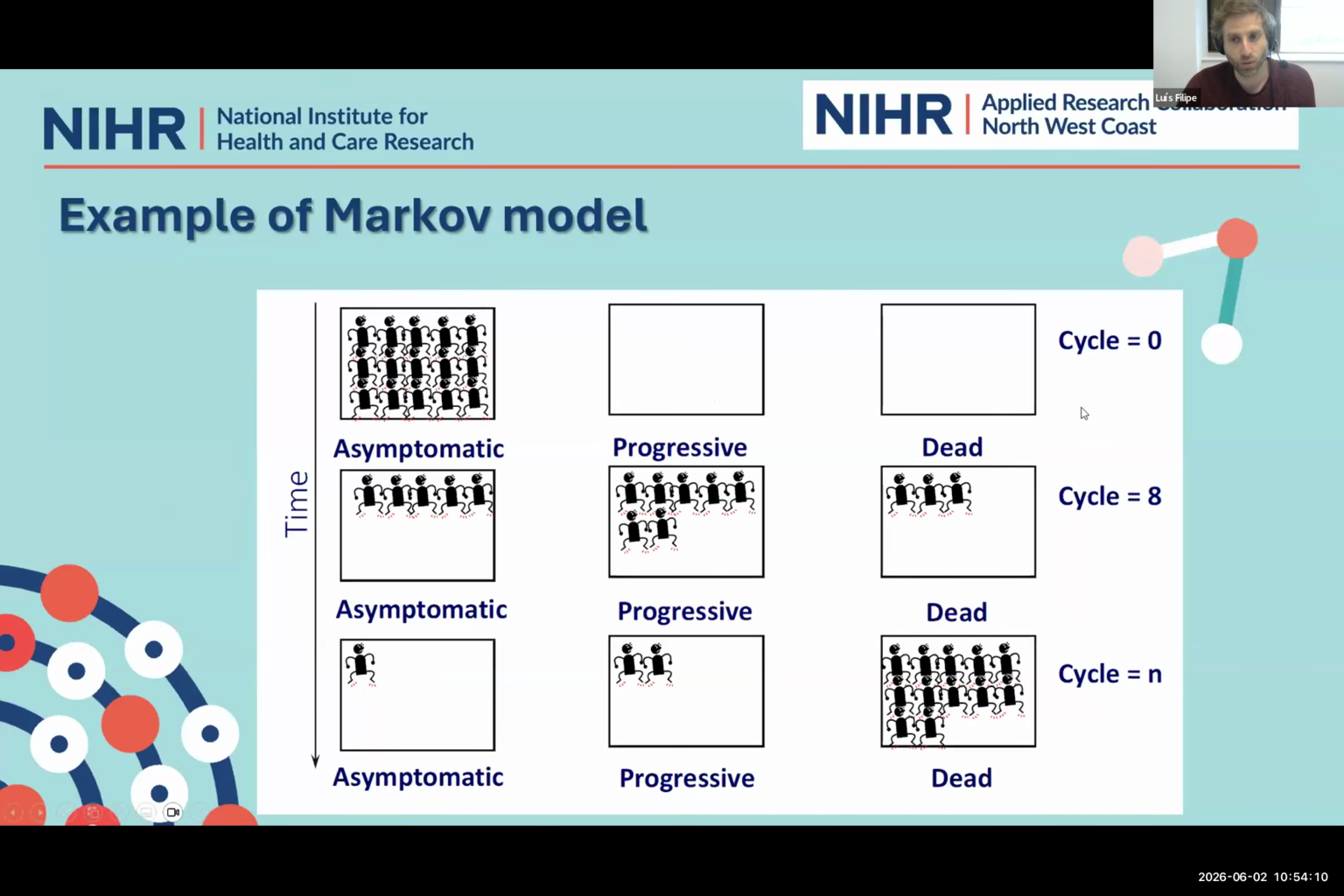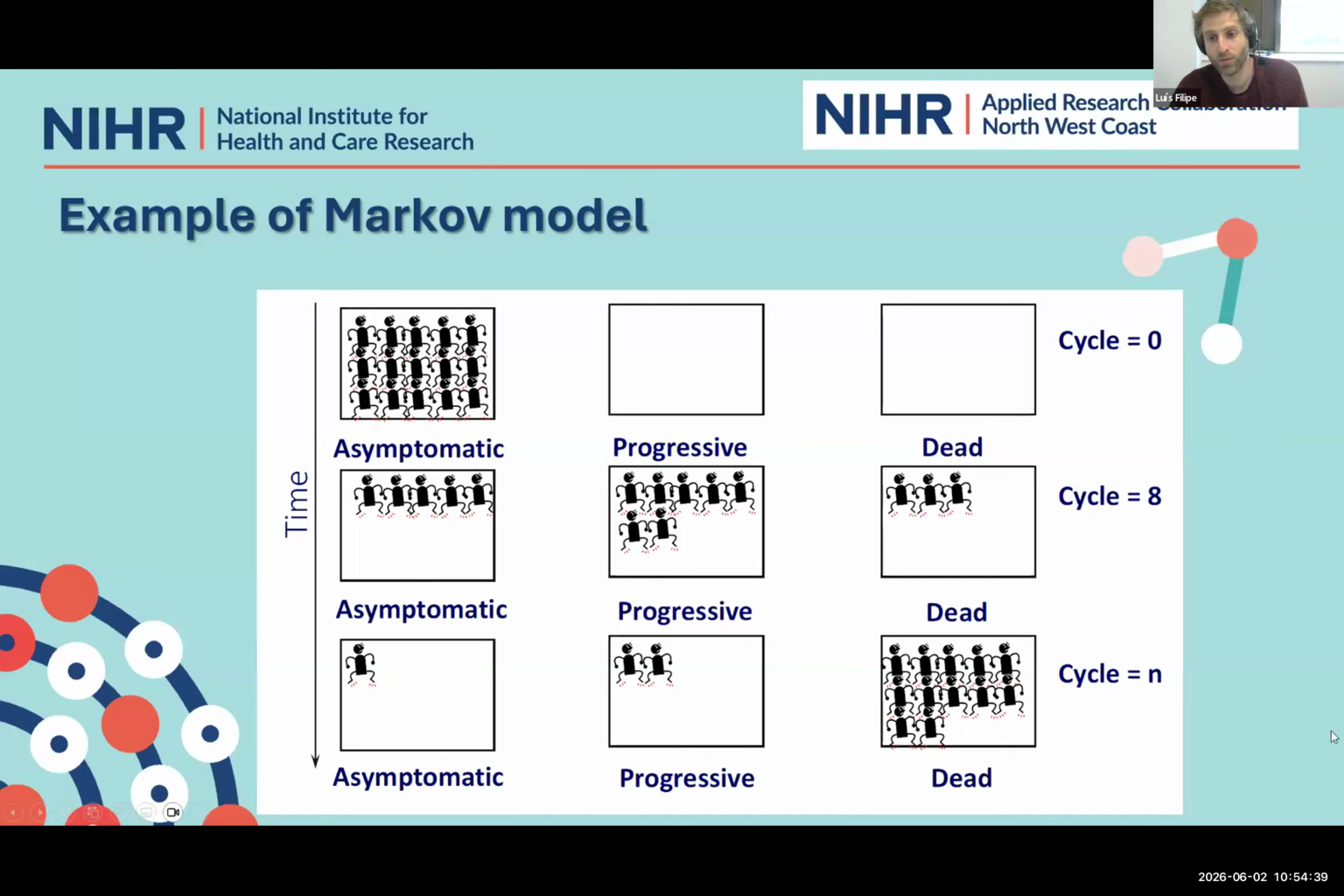And then things continue. In cycle 2, you see how many people are in the asymptomatic state. You apply again the probability of 66.6. And you know how many are going to stay in the asymptomatic state in cycle 2. And the same for progressive and the same for death. You just apply the probabilities. And at some point, let's say, for instance, in this cycle 8, you have this amount of people in the asymptomatic, this amount of people in the progressive, and this amount of people in the dead state.